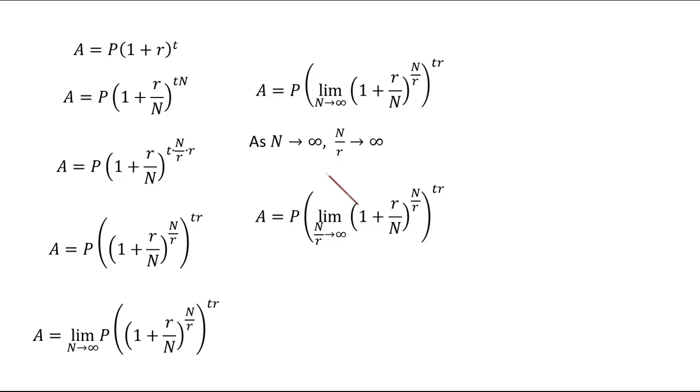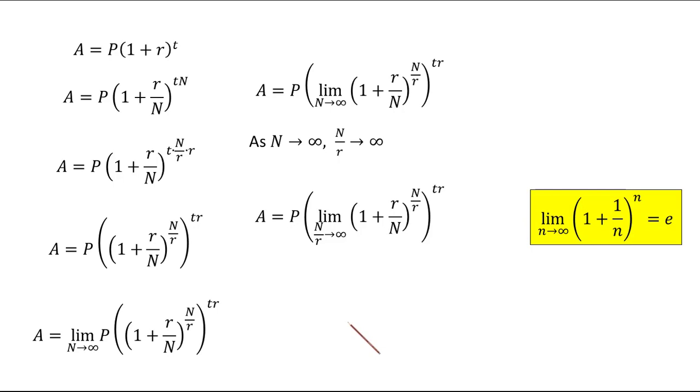So instead of writing n tends to infinity, we are writing n upon r tends to infinity. Now remember, this number is going towards infinity. We have 1 plus the reciprocal of that number, and the same number is written over here. So we can compare this to this formula, which is as n tends to infinity, 1 plus 1 upon n, the whole raised to n, is equal to e.